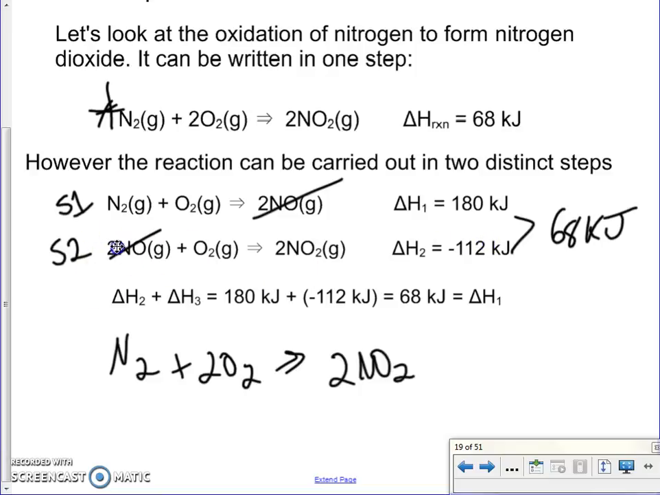So let's say we had to flip this second step. We would have flipped the sign for our delta H for that second step. Let's say we had to double our second step. We would double our delta H here as well. So let's look at an example and see how this works.